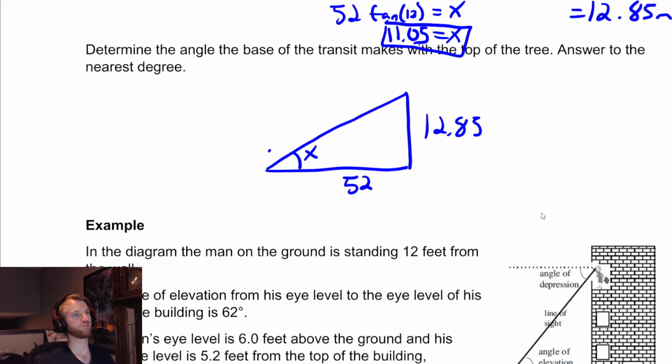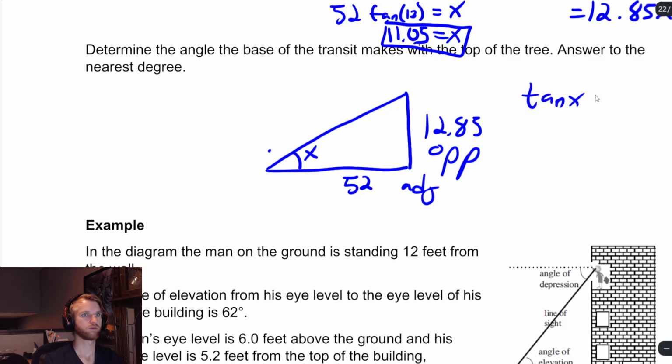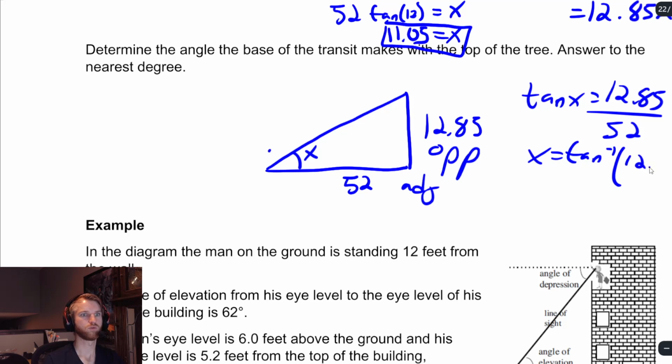Now we want to know what's that angle. Again, it's just like our tan, because we have opposite and adjacent. But now we need to find the angle instead of the side. So tan x is equal to opposite over adjacent, 12.85 over 52. Solve for x by getting rid of our tan. So we flip it to the other side to get tan inverse of 12.85 divided by 52. Put that all into our calculator to get our final answer.